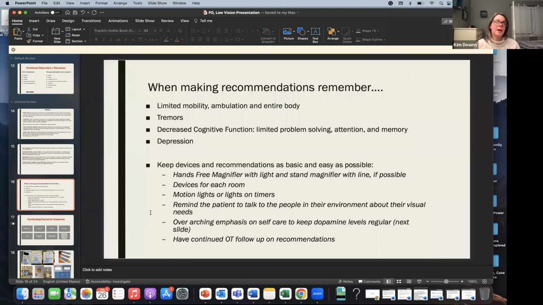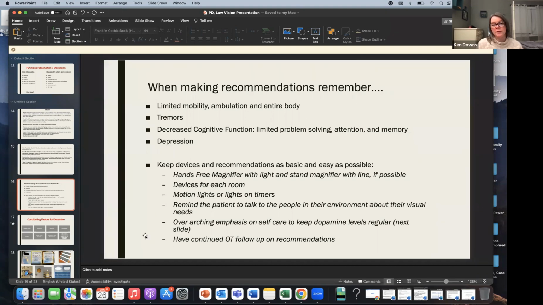I can't tell you how many times I've been in people's houses with PD, and we bring all these visual issues to the surface, and the spouse or caregiver says, I had no idea. They're like, why didn't you talk about it? They're like, I don't know. There was just so many other things to talk about. So, and the overarching emphasis on self-care to keep the dopamine levels regular.